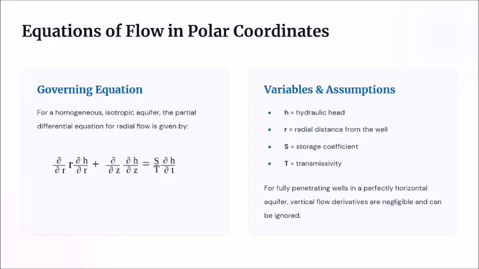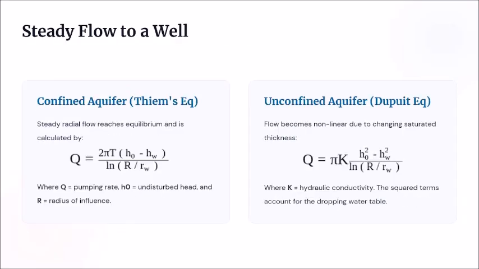Let's break down those variables. H represents the hydraulic head or water level. R is the radial distance from the pumping well. S is the storage coefficient. And T is the transmissivity of the aquifer. A key assumption we often make is that for fully penetrating wells in a perfectly horizontal aquifer, the vertical flow derivatives, the z components in our equation, are negligible and can be safely ignored. Next slide. Okay, let's have a sample problem for confined aquifer.